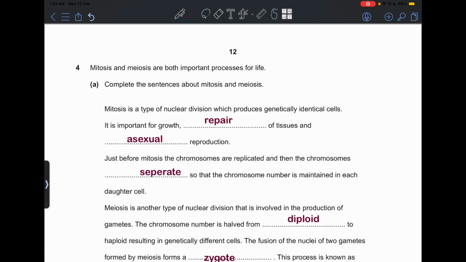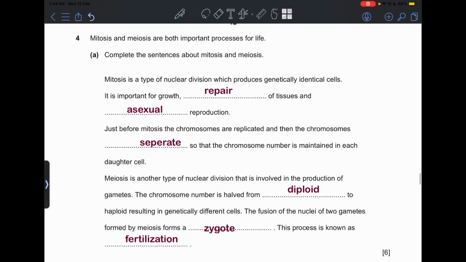Mitosis and meiosis are both important processes for life. Complete the sentences about mitosis and meiosis. Mitosis is a type of nuclear division which produces genetically identical cells. It is important for growth, repair of tissues, and asexual reproduction.